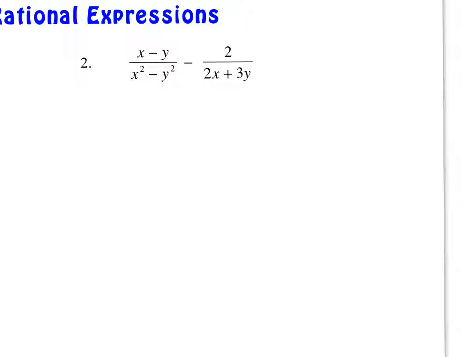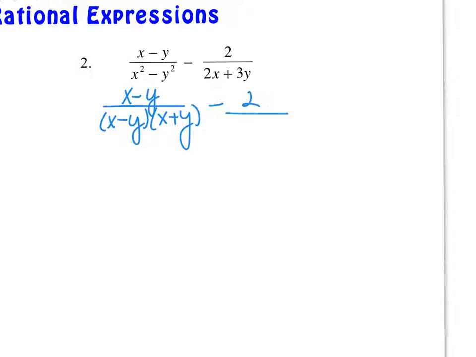All right, this one's going to be a little bit harder, and I'm going to want to start by making sure that both of my denominators are as simple as they can be, right? So I'm going to rewrite this a little bit, and I'm going to make this x minus y divided by, and I can factor x squared minus y squared, that's just a difference of squares, so divided by x minus y over x plus y, minus 2 over 2x plus 3y.